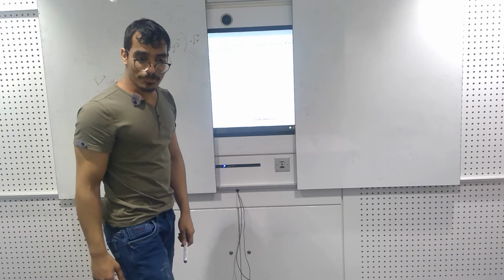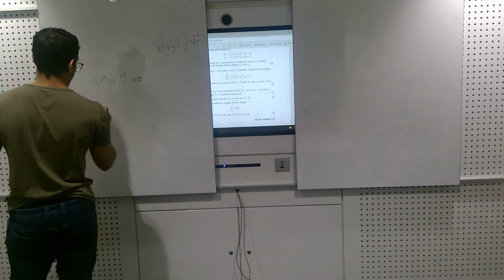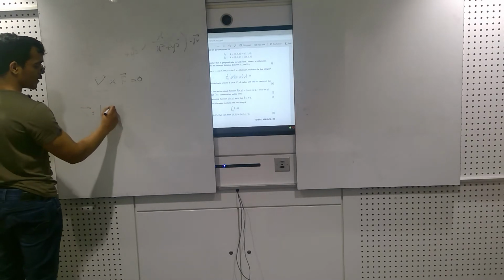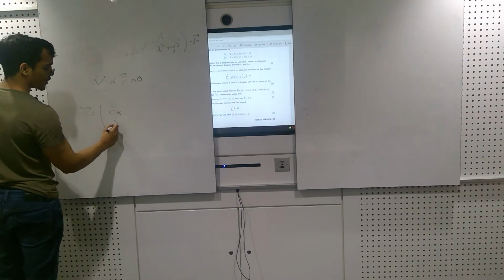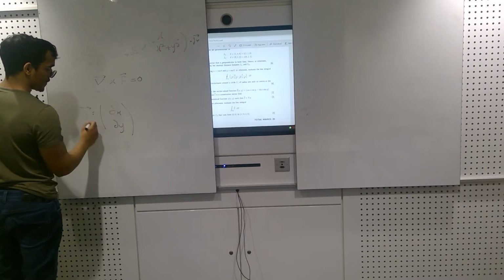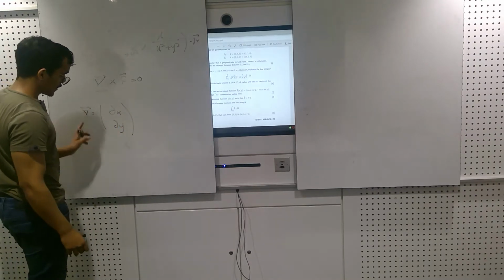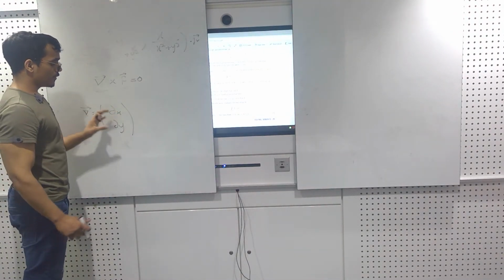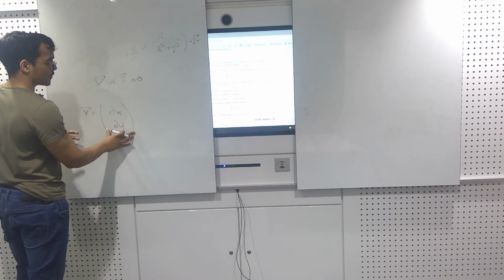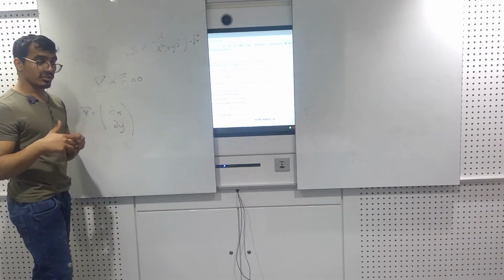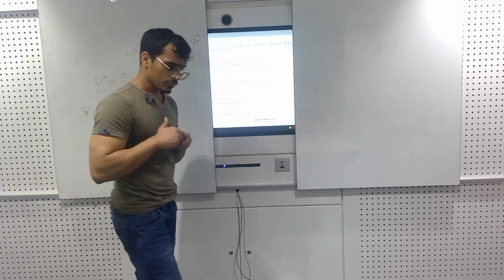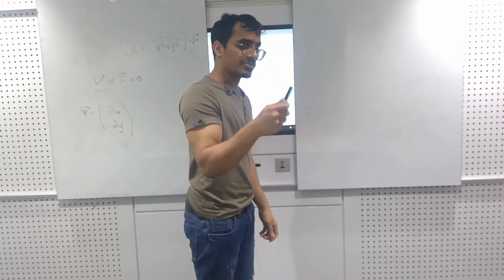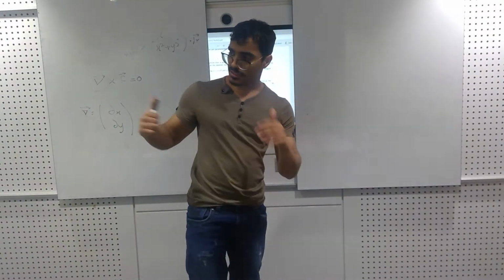If someone doesn't know nabla, nabla is just a vector of the partial derivative with respect to x and the partial derivative with respect to y. This is nabla. So we take the curl of this thing: we have this as the first vector, we take the cross product with the second vector. This is what's called the curl of the function, and we get the value of 0. But this is only the first thing that must be satisfied: the curl equals 0.